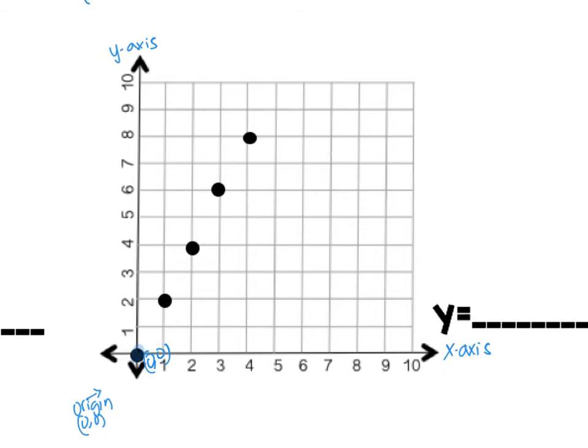We're going to move on to the next one. It looks like we walked 1 and jumped 2. For the next one, it looks like we walked 2 and jumped 4. The next one says that we walked 3 and jumped 6. And then we walked 4 and jumped 8.